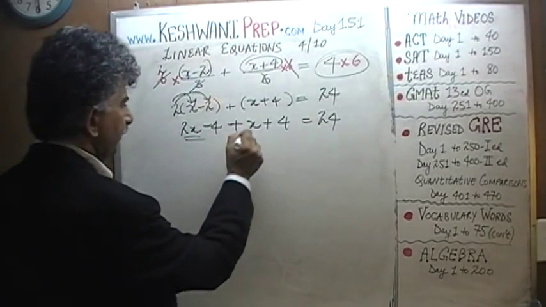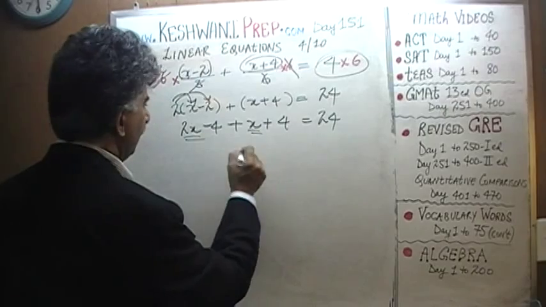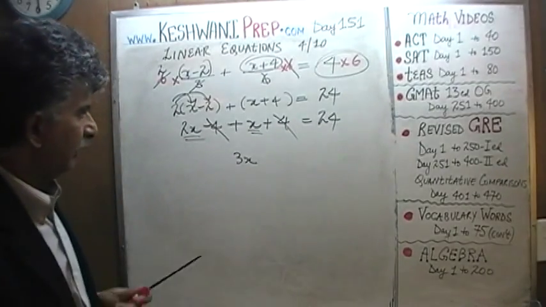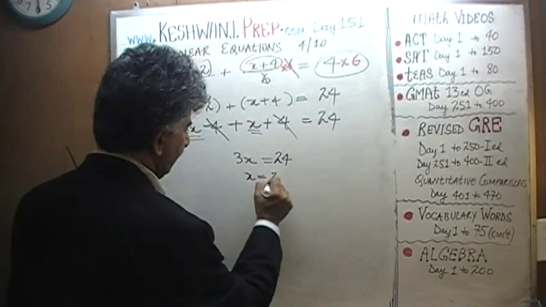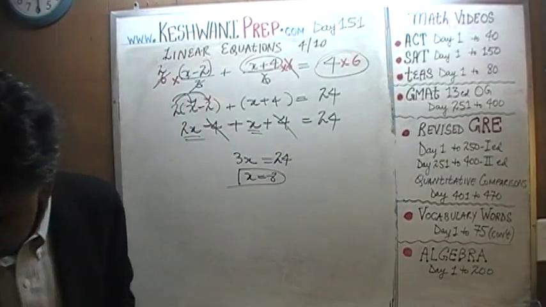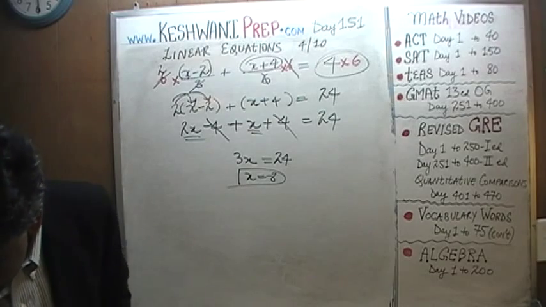Now we have to collect the like terms. We see 2x here and an x here, that's 3x. Negative 4 and positive 4 cancel out. That's it, we're done. 3x equals 24, that means x equals 8. Oh, again the answer is 8. The last one also was 8.